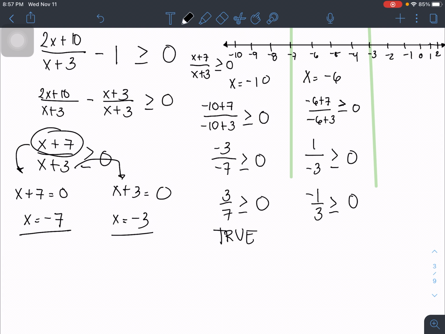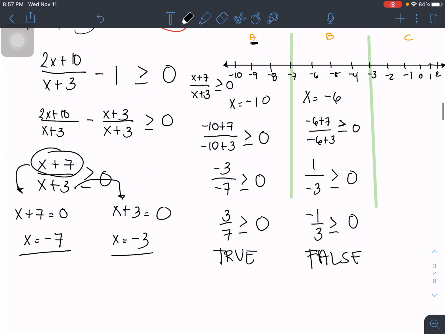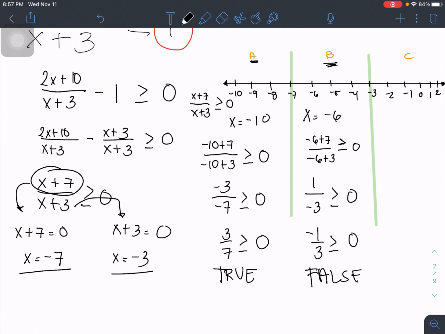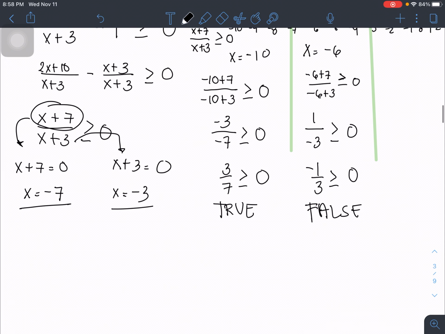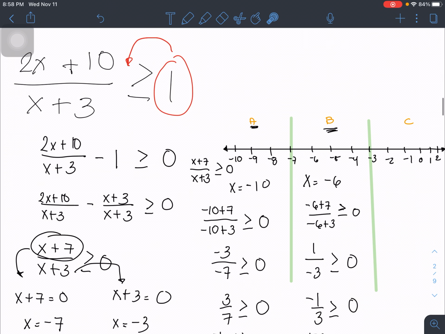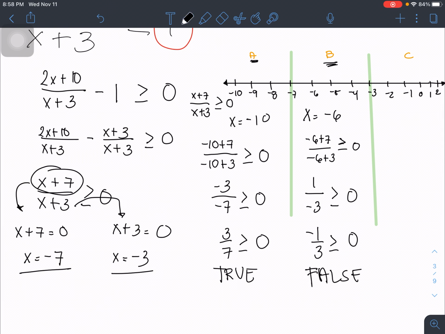So negative 1/3 is not greater than 0, no? Or even equal to 0. So this will be false, no? So it means that the values lying on region B will never be a solution of x on this expression. Okay? Now let's try to prove letter C.